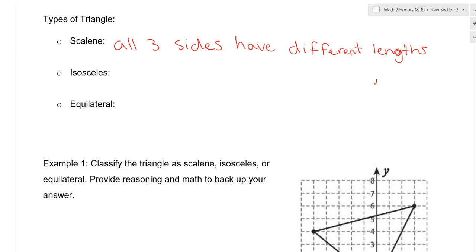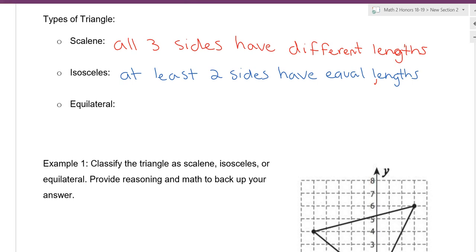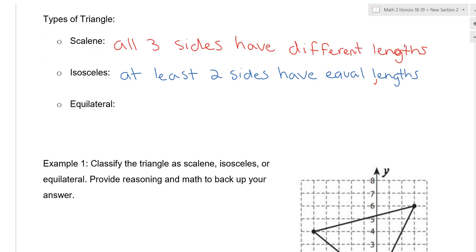An isosceles triangle is a triangle where at least two sides have equal lengths. So you only need to show that two of the sides have equal lengths to prove that it's isosceles. And then an equilateral triangle is all three sides equal.